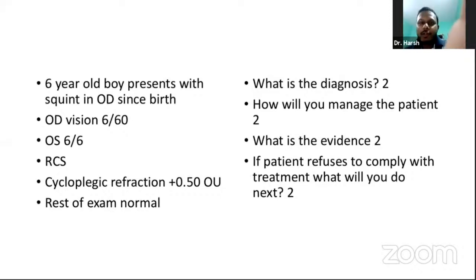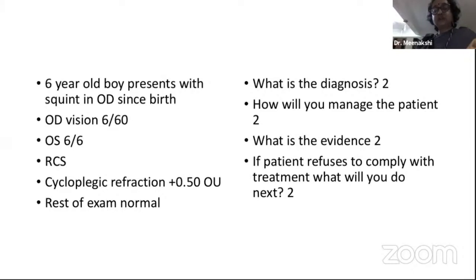I'm not sure what stands for RCS. Okay, I'll give you a hint because I'm nice. It's right convergent squint. Okay, what is the diagnosis? Diagnosis is amblyopia in the right eye because of the squint, converging squint in the right eye. So this is also known as strabismic amblyopia, correct? Strabismic amblyopia in the right eye.